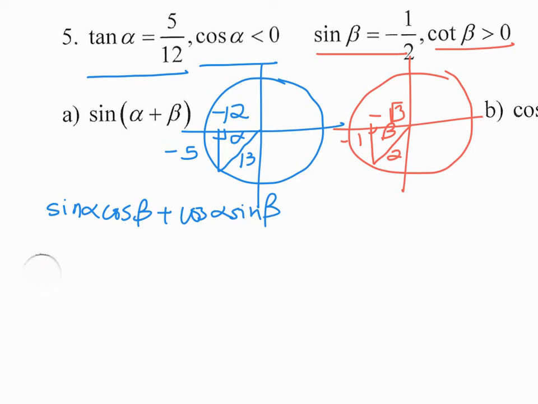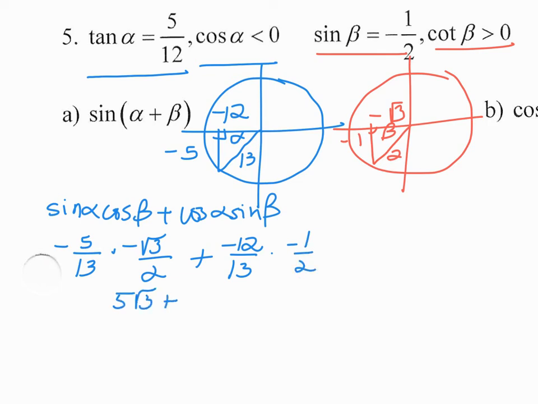So sine alpha, if I look at the first triangle, would be -5/13. Cosine beta on the other one would be -√3/2. Plus cosine alpha, -12/13, times sine beta, -1/2. All right, a little bit of cleanup here: (5√3 + 12)/26. All right, so we'll skip B for now, skip number 6 for now, and off to number 7 we go.